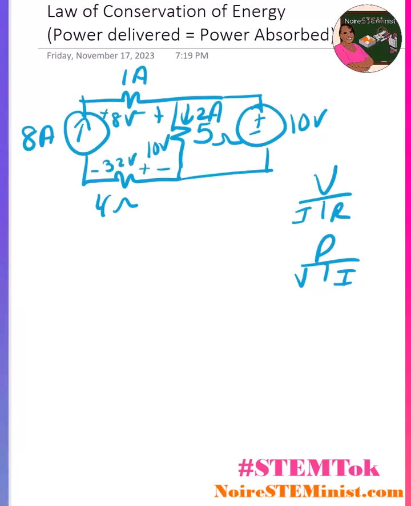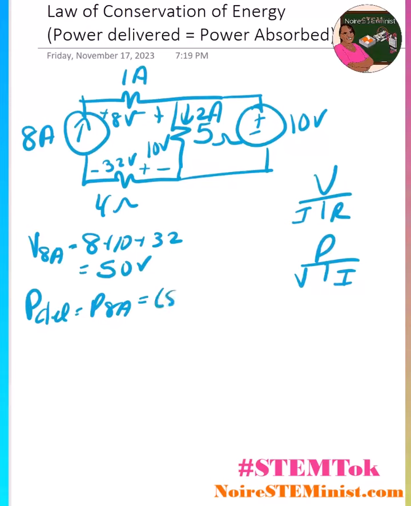So elements in series have the same current. So 8 times 1 is 8 volts, and 8 times 4 is 32 volts. And elements in parallel have the same voltage. So 10 volts in parallel with 5 ohms is 10 volts, and 10 divided by 5 is 2 amps.